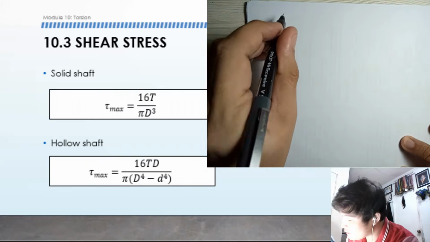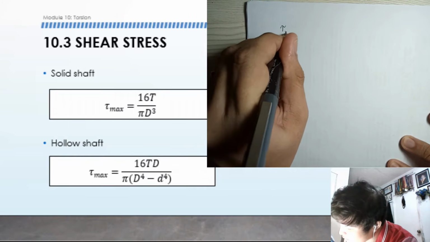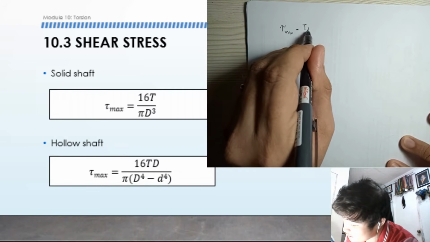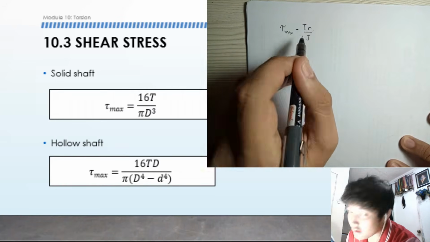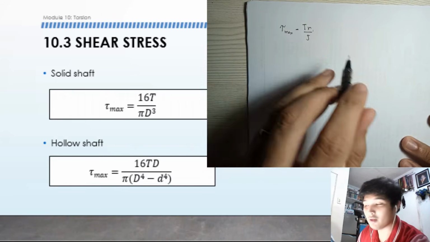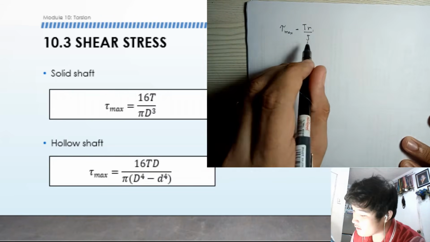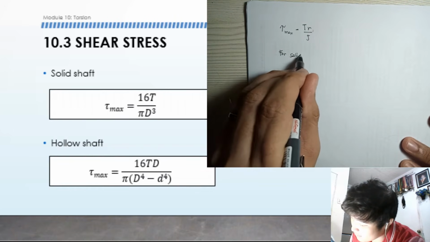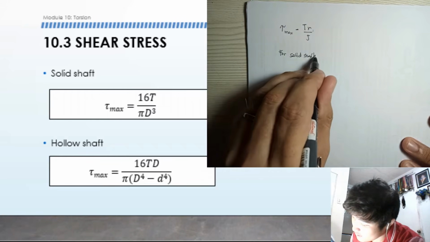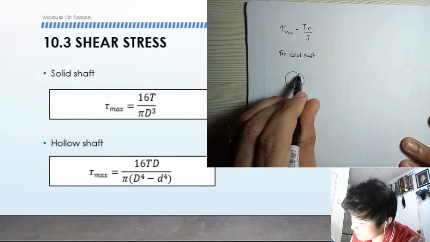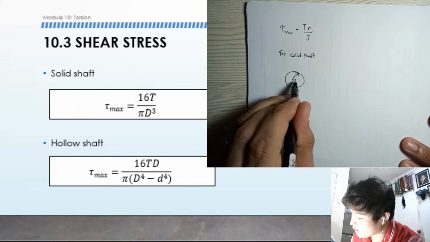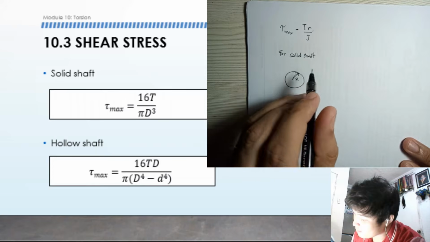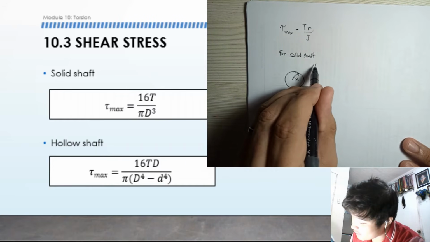So, ayan, i-recall lang natin that yung tau max is equal siya sa TR over J. Yung R is the radius, di ba? Yung radius ng farthest fiber. And then, doon muna tayo sa solid shaft. So, ito siya, di ba? And then, meron siyang radius R. Okay? So, kapag solid shaft, ano ba yung J ulit nito, class?